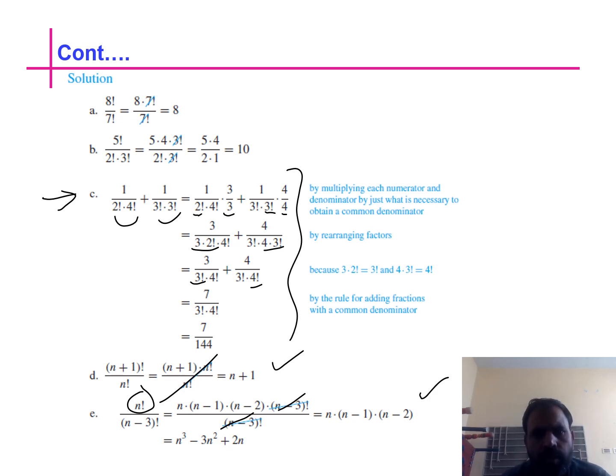Here we have solved 5 over 2 factorial, 3 factorial, and the C part, 1 over 2 factorial plus 1 over 3 into 3 factorial. We first make the denominator of these two terms the same, so that we can easily solve these two terms. We can also solve by expanding all the factorials, but to make a smart calculation you can easily solve by this method.